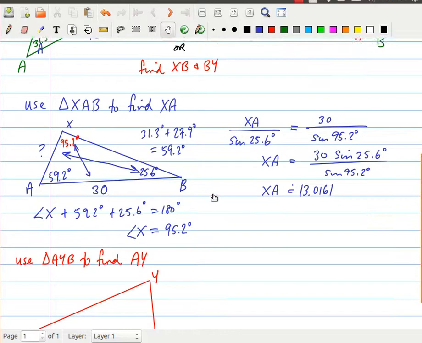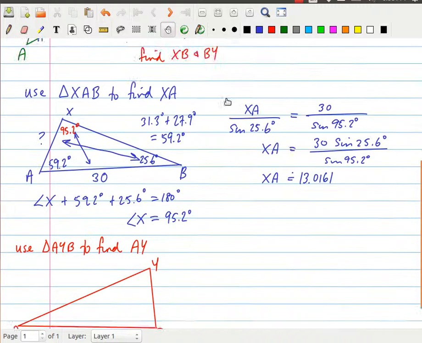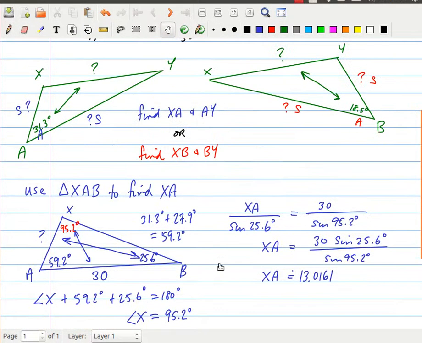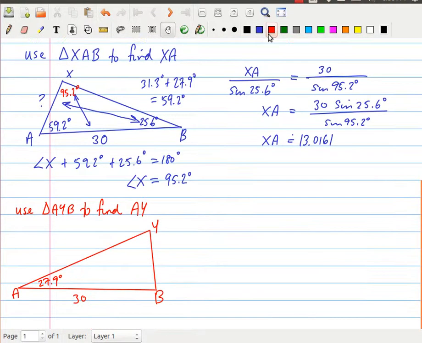We know some information. We know, for example, this corner, 27.9 degrees, is the same as this corner, 27.9 degrees. Oh, and we've got 30 meters, so that's constant. And now we have to find this angle ABY. That's going to be the sum of those two existing corner angles right here, 18.5 plus 25.6. So here I have 18.5 degrees plus 25.6 degrees, and that is equal to 44.1 degrees.